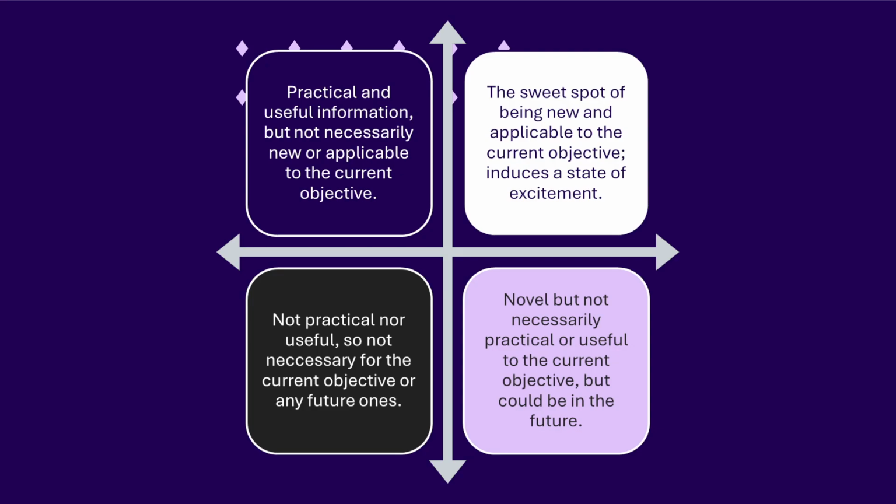There's a lot of things that I will highlight within a book, an article, that after the second or third look through, I'll decide, you know what, yeah, that was interesting, but it's really not practical or useful, and so I can ignore that information as just something that piqued my interest but isn't really relevant to a final objective. And then we have practical and useful information, but not necessarily new or applicable to the current objective, or novel but not necessarily practical or useful to the current objective, but could be in the future. So sometimes we have information that's useful, but it's common knowledge.